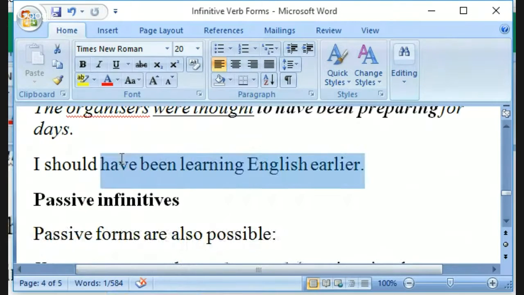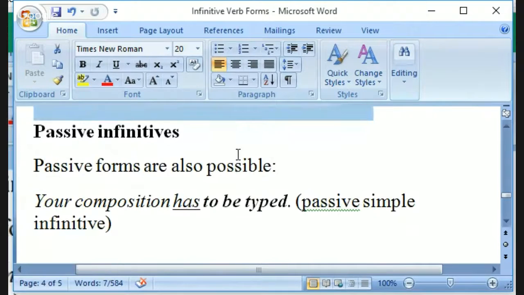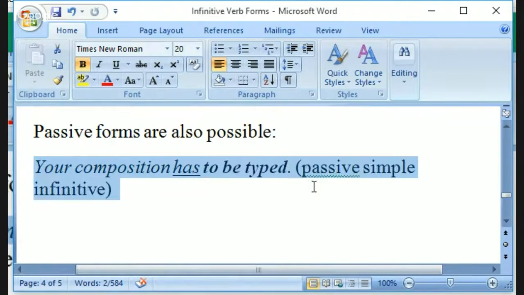English is so weird. Okay. So it could be either, frankly. And I don't know how you could tell which one it is. All right. Passive infinitives. I think we fairly well covered this. Maybe we'll try it again. Your composition has to be typed.